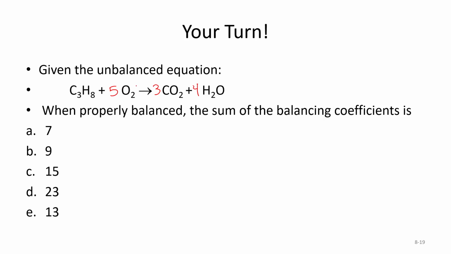5 times 2 gives us that 10. So now we can see we have 3 carbon, 8 hydrogen, 4 times 2 gives us 8 hydrogen, 5 times 2 gives us 10 oxygen, 3 times 2 gives us 6 plus 4 oxygen gives us 10 oxygen. Adding those up, we get 13. Remember, this is like automatically assumed to be 1.